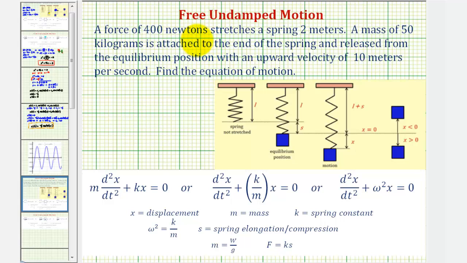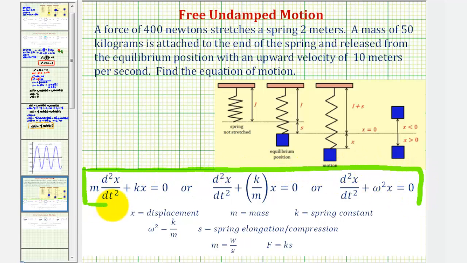Welcome to an example of free undamped motion. We learned in a previous lesson that we can describe free undamped motion using these linear second-order homogeneous differential equations, where these three equations are equivalent just in a different form.